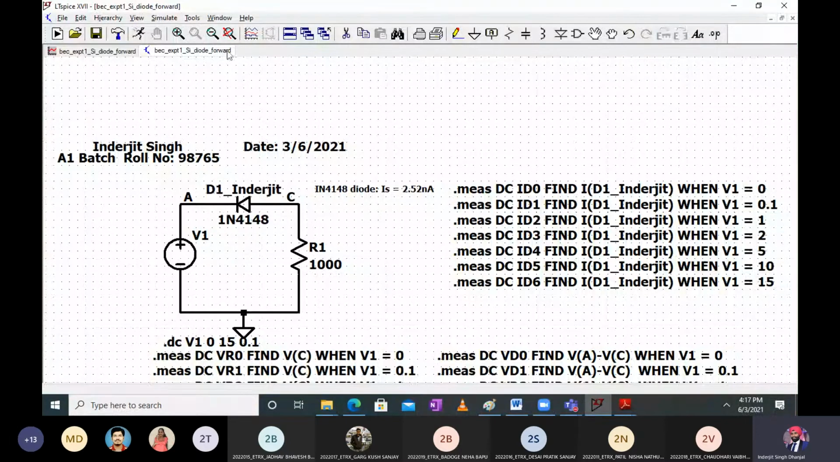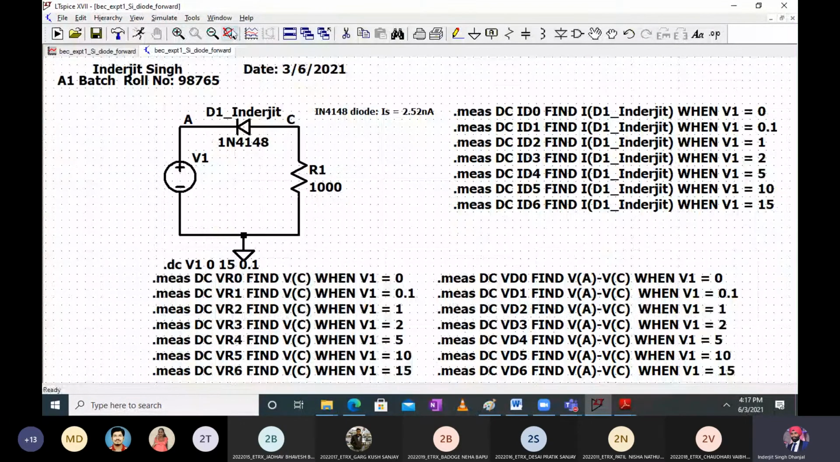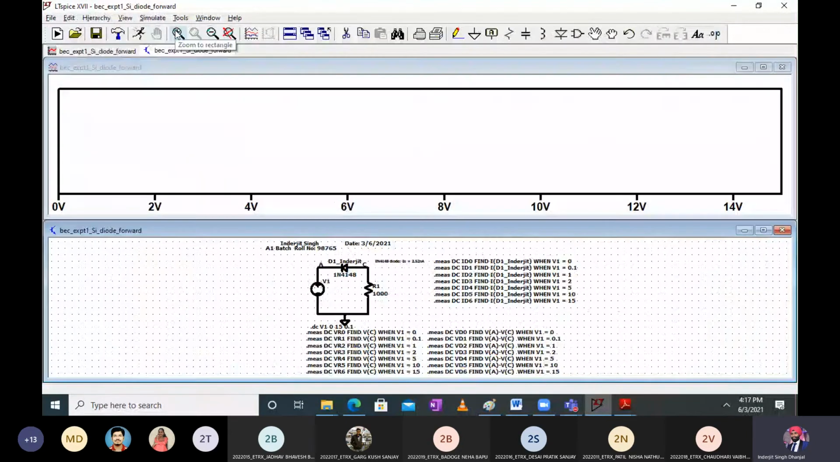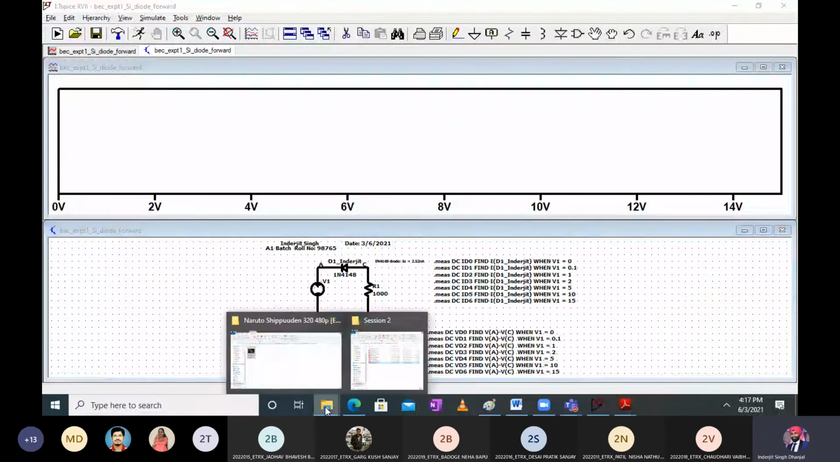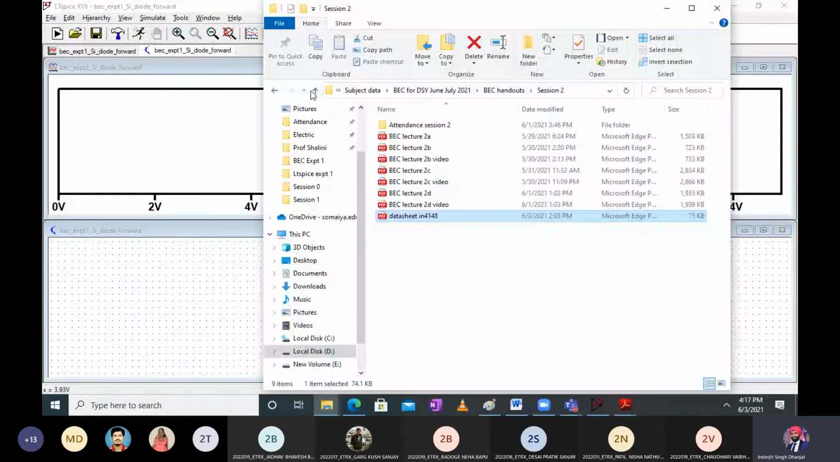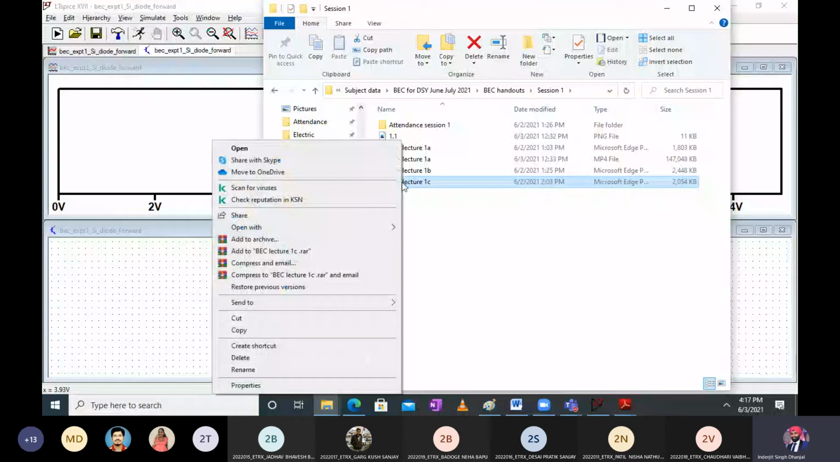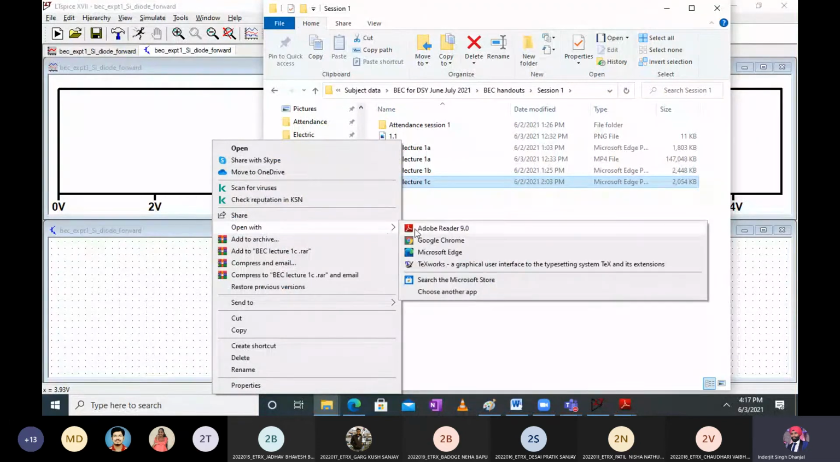I'll close the characteristics over here and then simulate it again. Click on run. So in which quadrant should the characteristics come? Reverse characteristics will come in which quadrant? First, second, third, fourth? Yeah, where both current and voltage are negative.